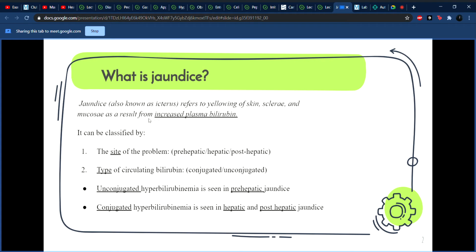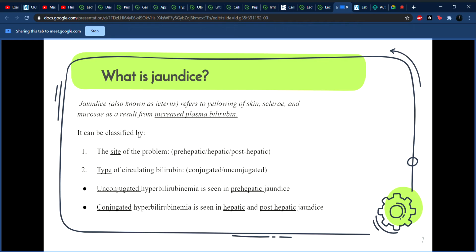So the take-home message from jaundice is that you have hyperbilirubinemia. Just because you have the yellow discoloration doesn't mean that you have jaundice. Yellow discoloration of your skin can be caused by other diseases also, but the take-home message is the hyperbilirubinemia.